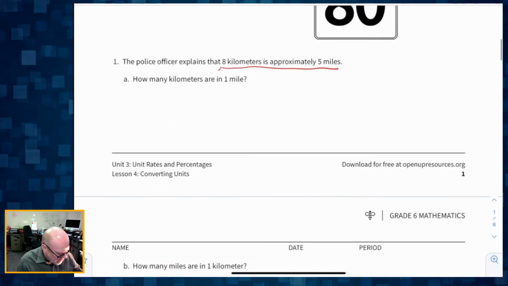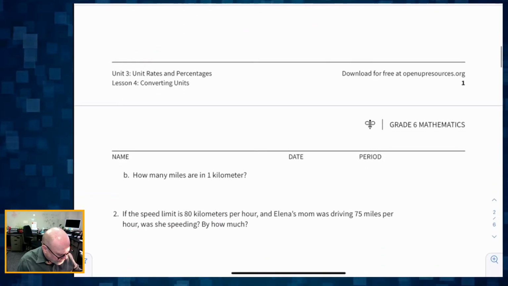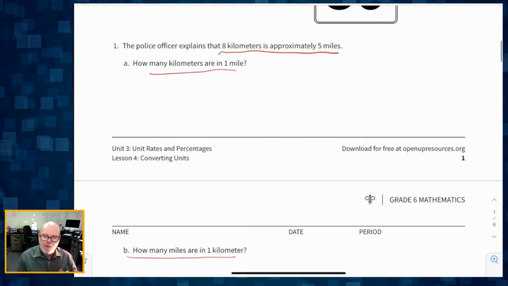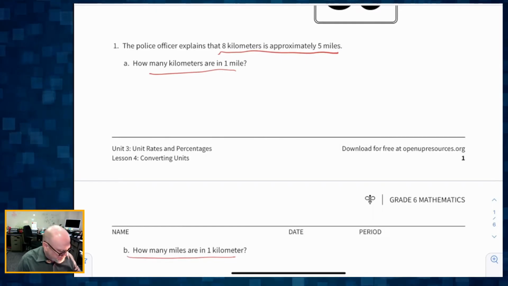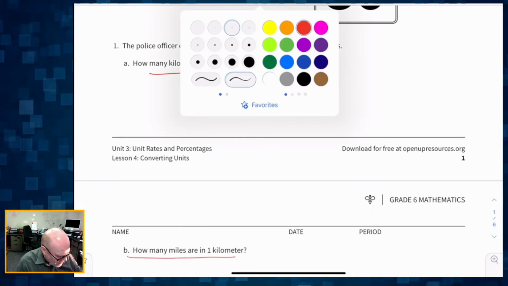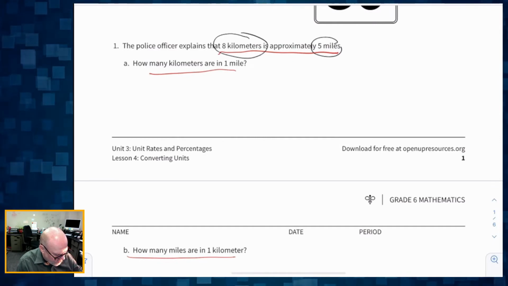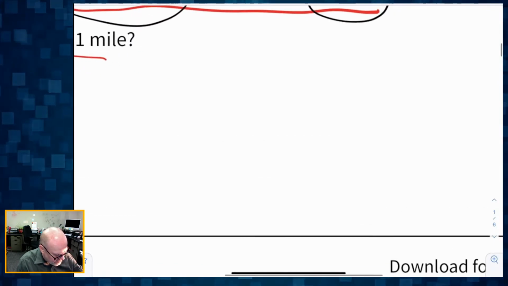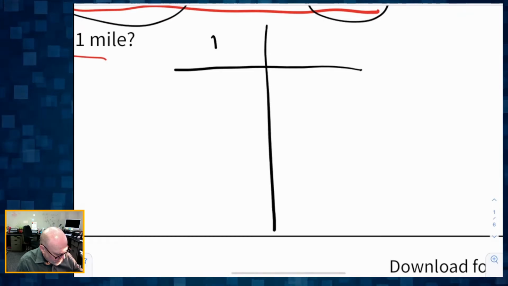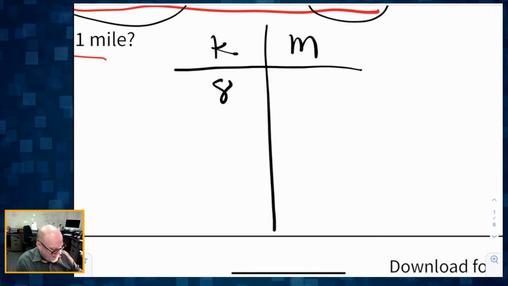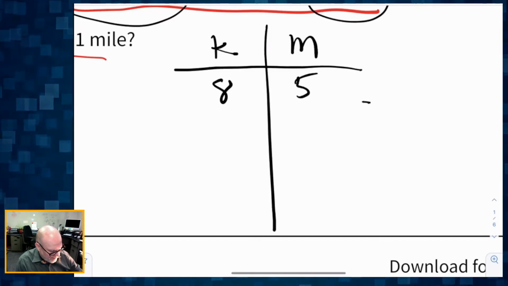We're going to answer how many kilometers are in 1 mile. And then we're going to answer how many miles are in 1 kilometer. So a couple of unit rates. So what I'm going to do is I'm going to create a table. And that table is going to have 8 kilometers is equal to 5 miles. So let's do that. So we got kilometers, we've got miles, and we're starting off with the premise that 8 kilometers is equal to 5 miles.